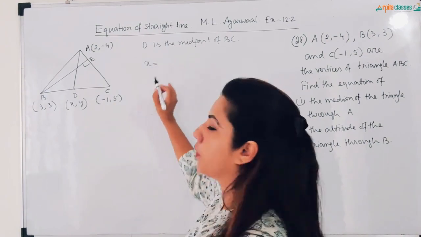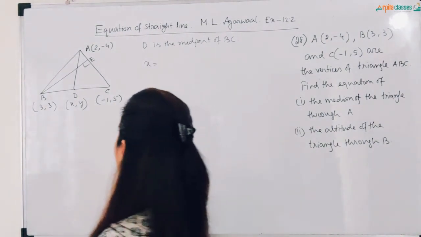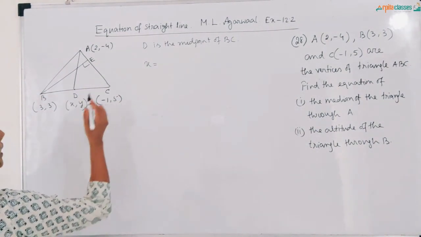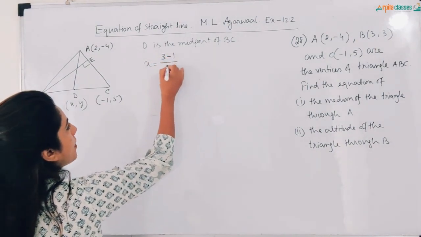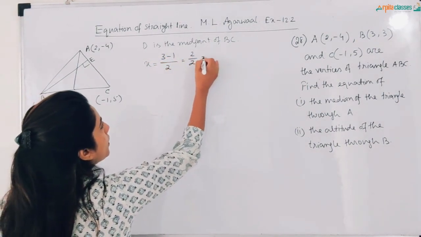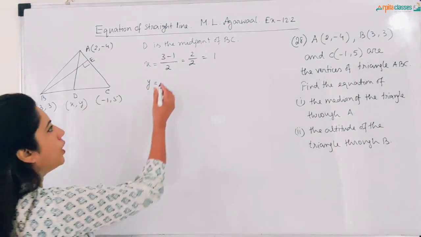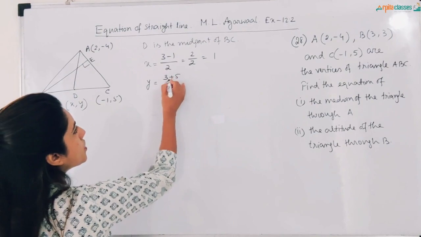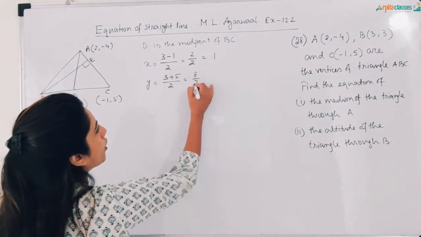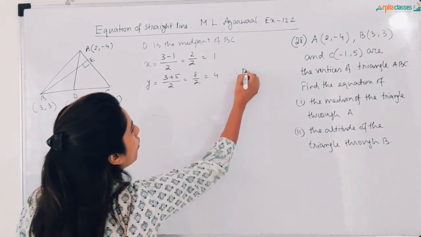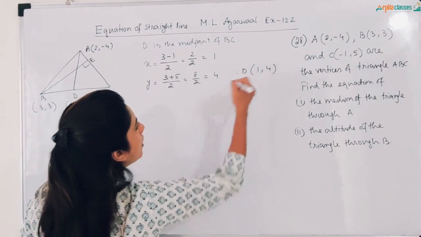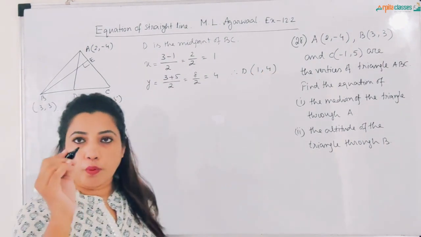So x is equal to, by using the midpoint formula, x1 plus x2 by 2. So that will be 3 minus 1 upon 2, 2 upon 2, that's 1. And y would be y1 plus y2 by 2. y1 is 3, y2 is 5, upon 2, 8 upon 2, that's 4. Therefore, the coordinates of D is (1, 4). Now we need to get the equation of AD.